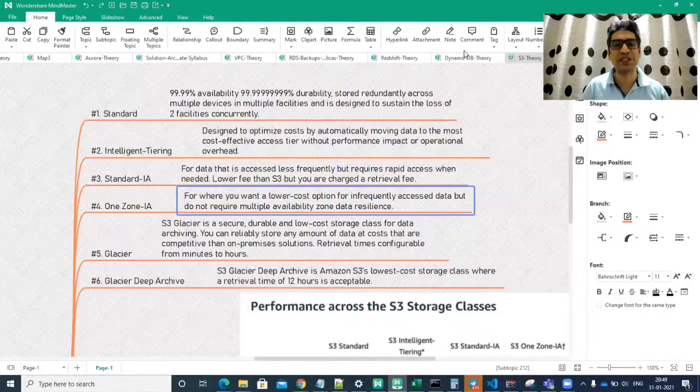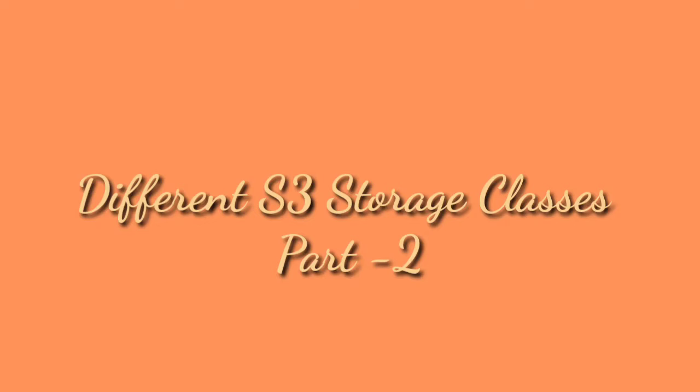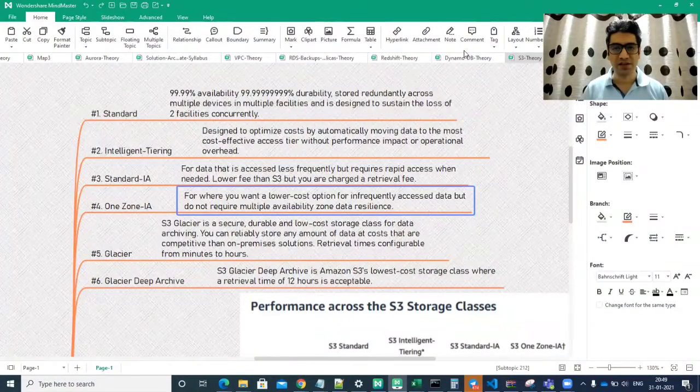Hello friends, welcome to today's session, and today we will continue our discussion over S3 storage tiers. As we discussed yesterday, there are 6 different types of S3 storage tiers, out of which we had a discussion over S3 standard storage and S3 intelligent tiering. Today we are going to continue our discussion with the next 2 types, which are standard infrequent access and one zone IA or one zone infrequent access.